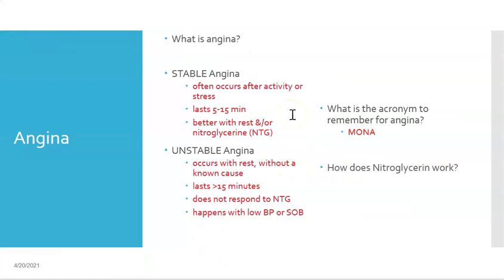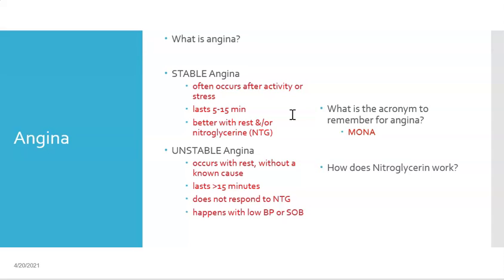Angina, that's your chest pain. So your stable angina, that's what is going to occur with activity or stress. Usually lasts for about 15 minutes. And then after you stop what you're doing, the chest pain goes away with either rest or with nitroglycerin. Unstable angina occurs whenever. It has no rhyme or reason, can last longer than 15 minutes, and it doesn't respond well to nitroglycerin. These are the ones that kind of scare me because it's just unpredictable. This happens with low blood pressure or shortness of breath.